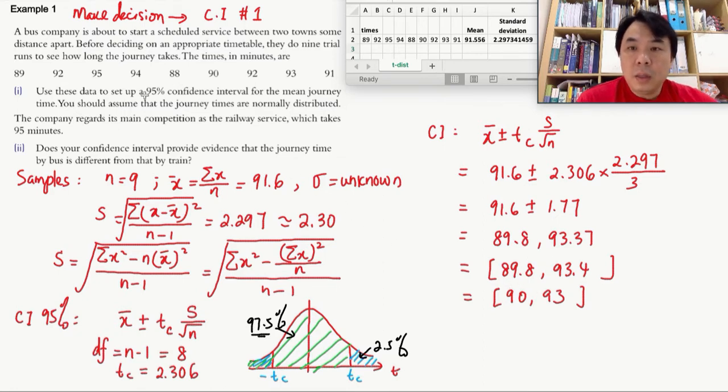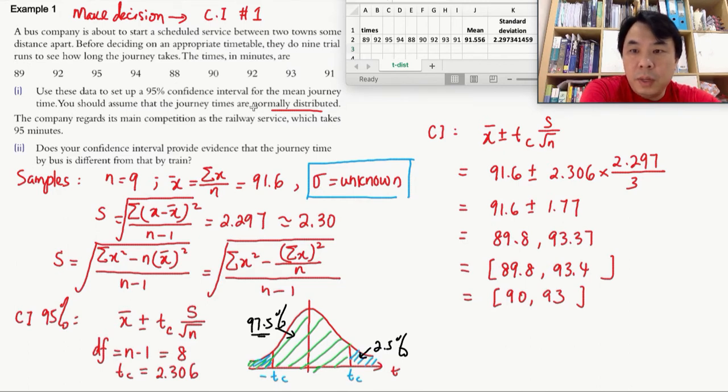Now that would represent the 95% confidence interval that we have set up here, making the assumption that the distribution is normally distributed. Now bear in mind, whenever it says normally distributed, it doesn't mean that we can use the standard normal distribution. You have to check whether the population standard deviation is given. If it is not given, then we'll have to use the t distribution in this case. Right? So I hope that is clear for the first part.